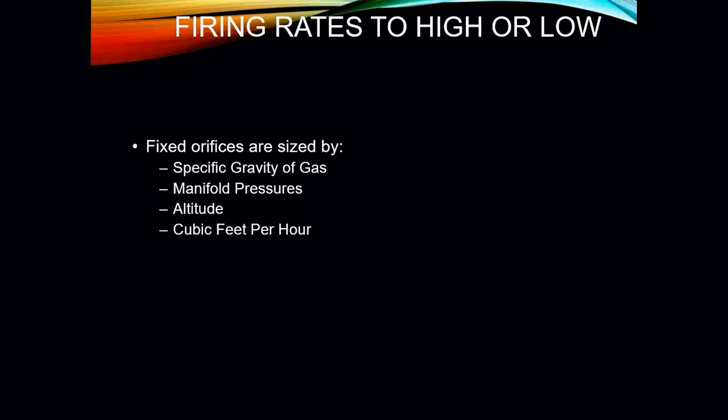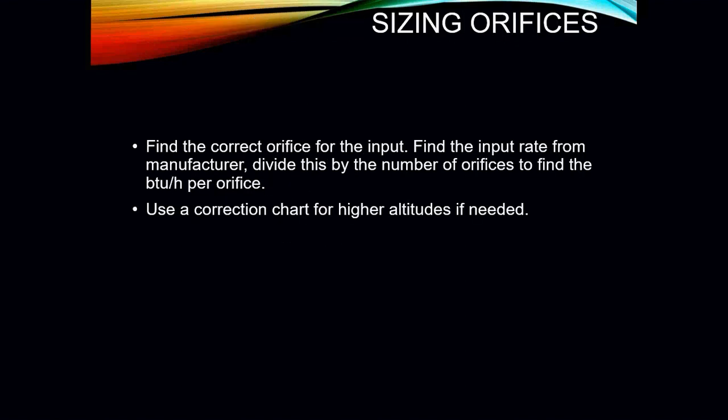Okay, fixed orifices are sized by the specific gravity of the gas that we're dealing with. They are sized by the manifold gas pressure. They are also sized by the altitude at which the furnace is sitting. And they are also sized by the cubic feet per hour at which that furnace is burning.